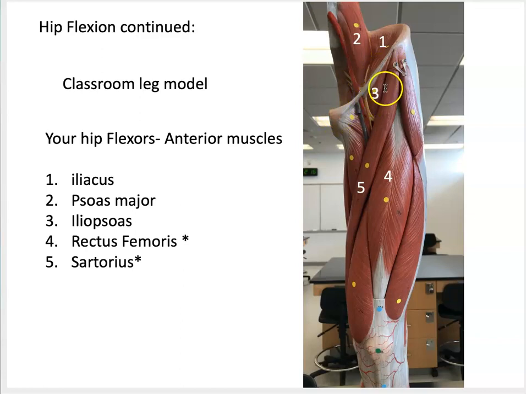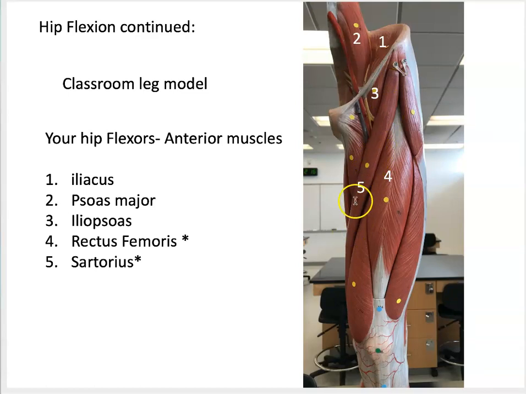So here is showing you iliopsoas. Easy to figure out because you are just following these two muscles and they are coming down into this region underneath the inguinal ligament. This is iliopsoas. Easy to see.